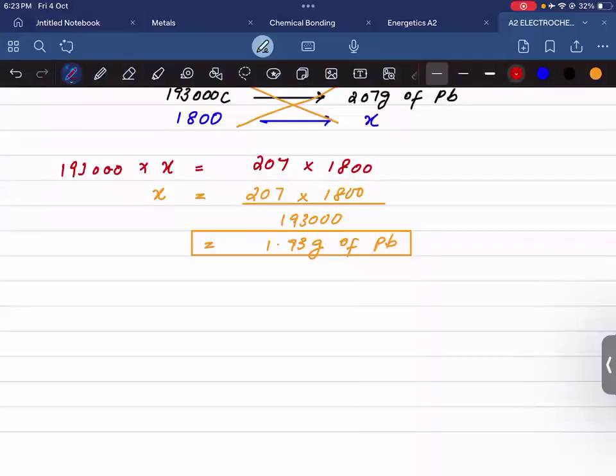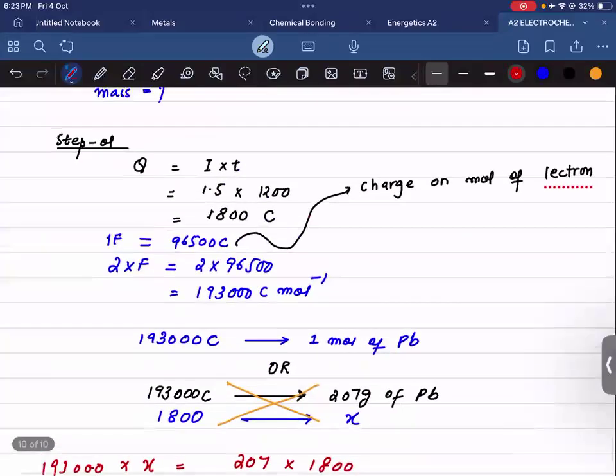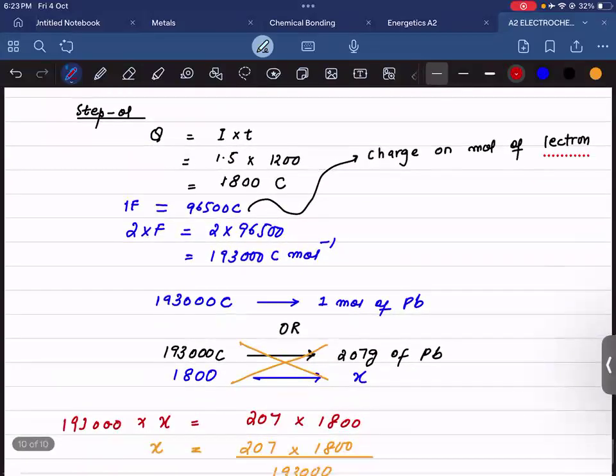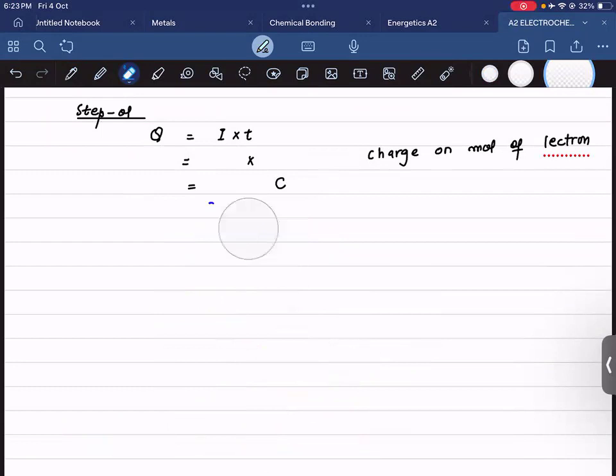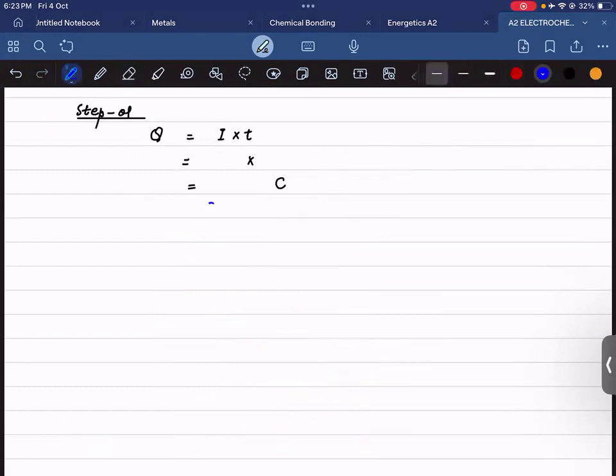Okay, so I'm going to just make the concept more clear. Obviously, these values are changed, but the whole thing is the same. Can you tell me what's the current and time? What was the current? 1.8. And what was the time? 45 minutes.